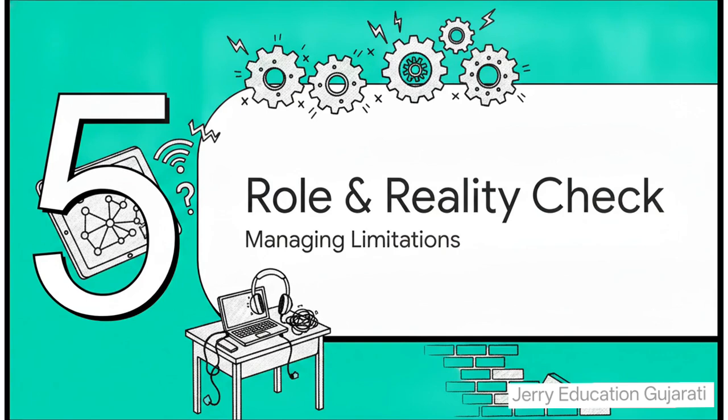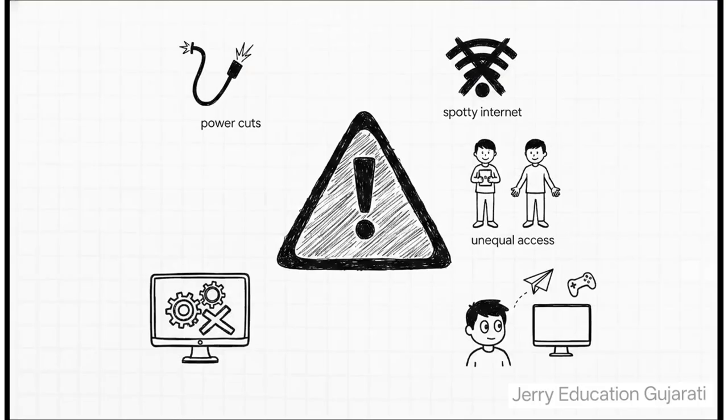Let's transition to Section 5, Reality Check and the Teacher's Role, because we have to manage these limitations. We need to have a quick reality check here, because stepping into a digitized classroom definitely comes with some substantial real-world hurdles. You're inevitably going to deal with power cuts and spotty internet. You'll face unequal access to devices among your students. You'll have to troubleshoot random technical glitches right in the middle of a lesson. And perhaps the toughest part? You'll have to manage students who are so easily distracted by the very screens that are meant to educate them.